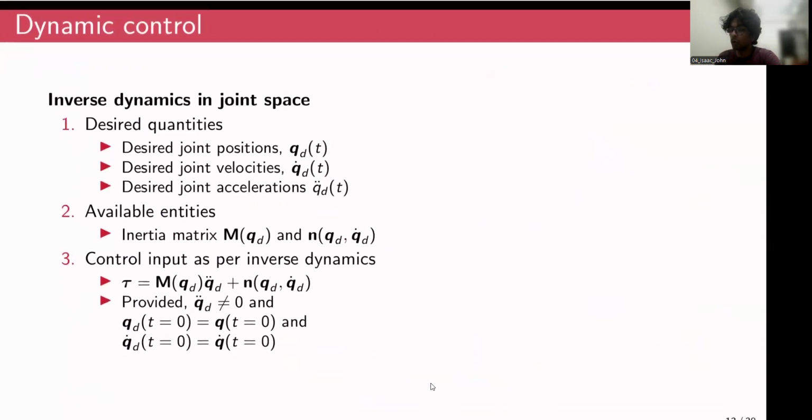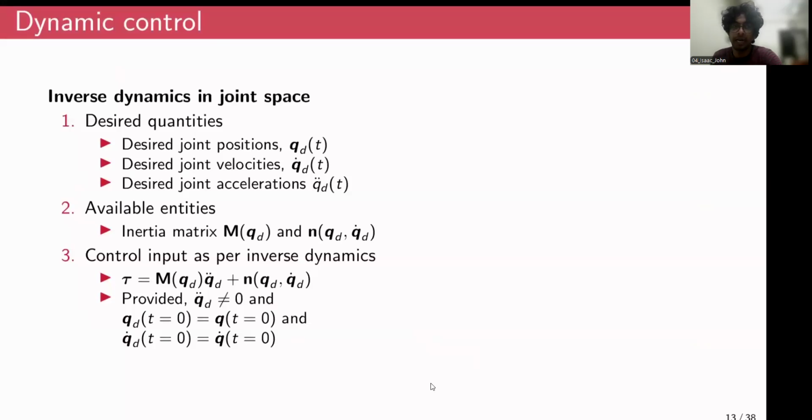Now we move on to the cases of dynamic control, which again, as we were seeing, has two schemes. One would be the open loop scheme, and the other would be a closed loop scheme. So here we consider an open loop scheme. And the open loop dynamic scheme is actually called the inverse dynamics control scheme. So let's see why it is called inverse dynamics.